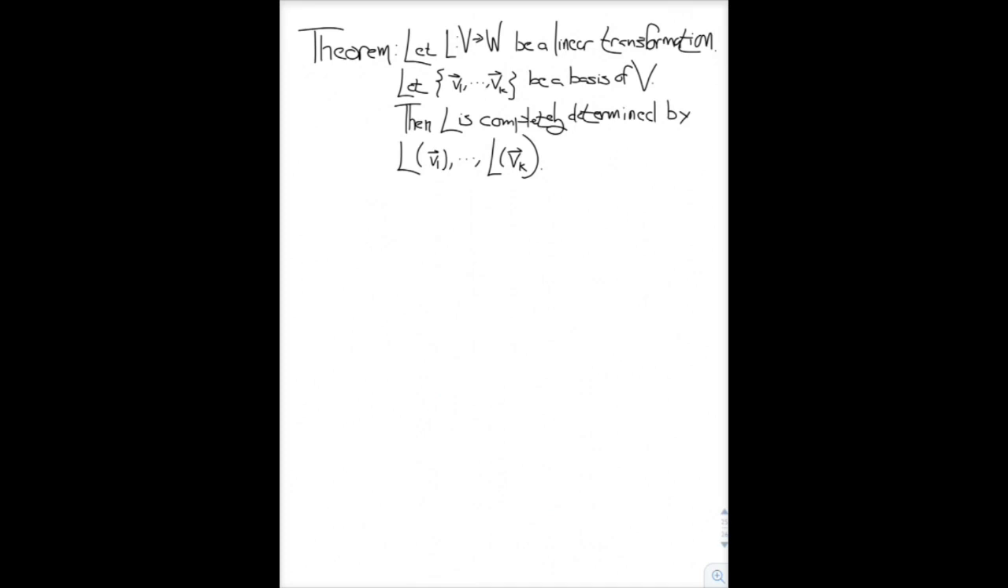Let L be a linear map from V to W. Let V1 through Vk be a basis of V. Then L is completely determined by L(V1) through L(Vk).